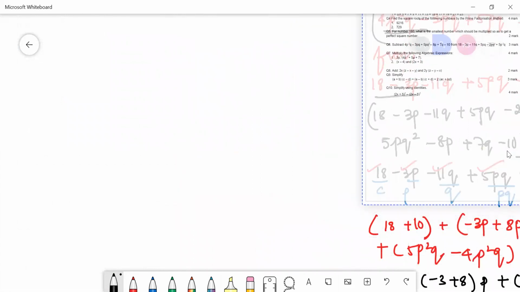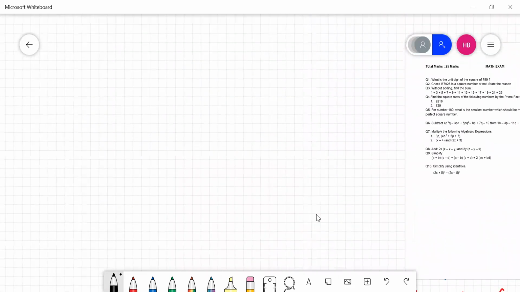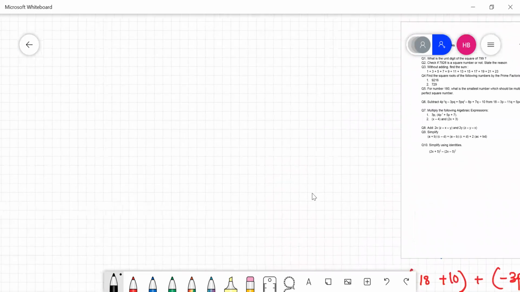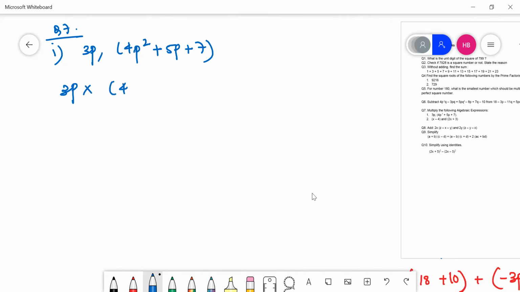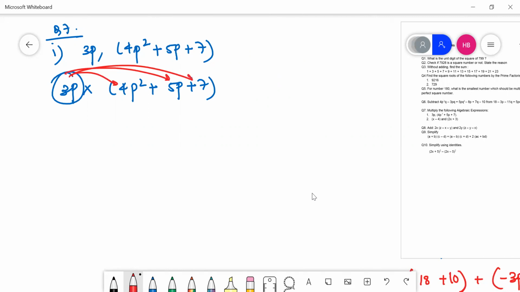Now let's move to the next question. Multiply the following algebraic expression. So you have to multiply here. So question number 7, first part, what I have to multiply? 3p with 4p square plus 5p plus 7. So you know how do we multiply this? I'm going to multiply 3p with each term of this algebraic expression.